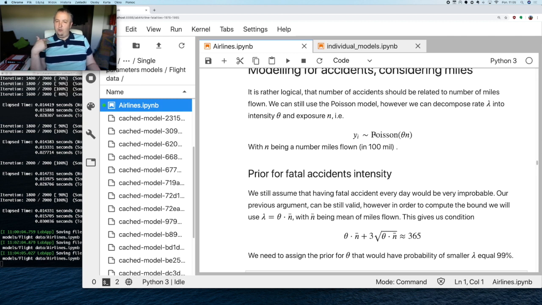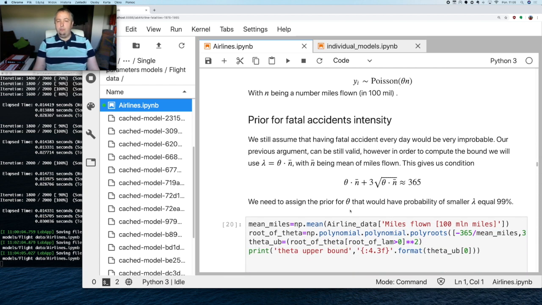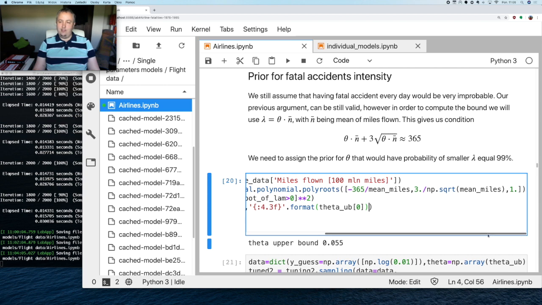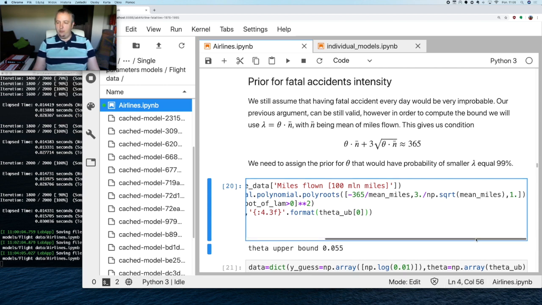So we'll assign the prior in the same way, but in this case, instead of lambda, we will use this product of theta and n bar, where n bar is the mean of miles flown. So we have some kind of estimate that on average, if we have an average amount of miles, our exposure will not give us 365 accidents per day. As I said before, because this is very uninformative, it's not that important in this case. So we'll just do the same thing. Again, we'll compute the mean number of miles, and set up the necessary polynomial equation, which is here, scaled by mean miles, so it will be computed nicer.